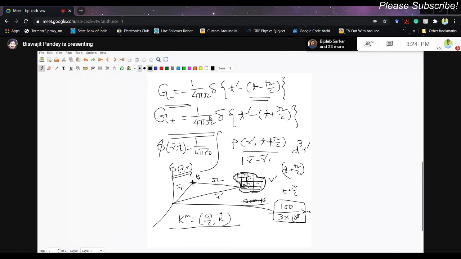But this element and this element are not contributing at the same time, they are contributing at a different time. And when you are integrating, actually you have to take into account by looking at this term t minus r by c.